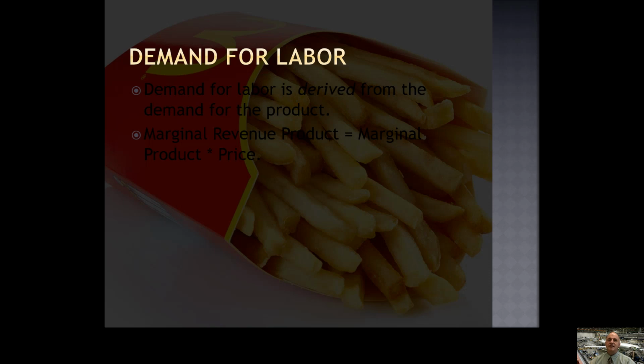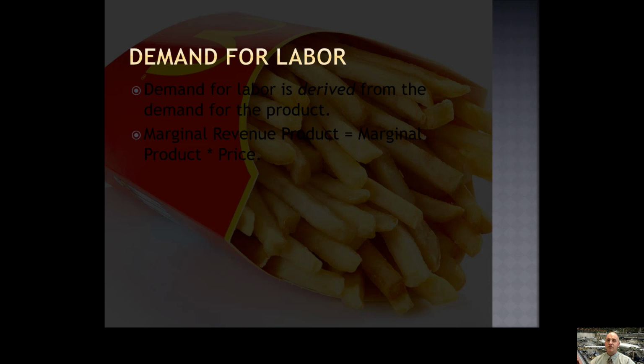What's different is the demand for labor. The demand for labor is derived from the demand for the product or the service. If there's no demand for the good or the service, then the business doesn't have any demand for the labor to produce the good or service. As the demand for the good or service increases, the demand for labor to produce that good or service will also increase.